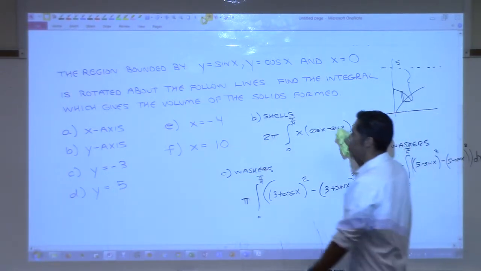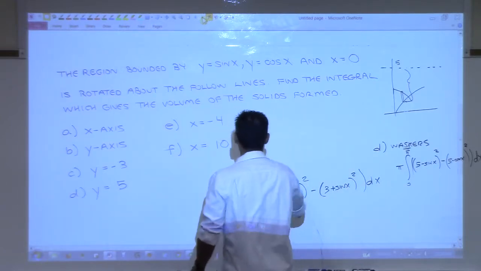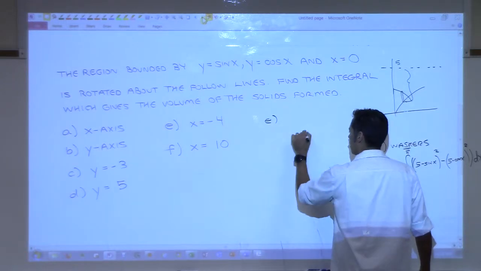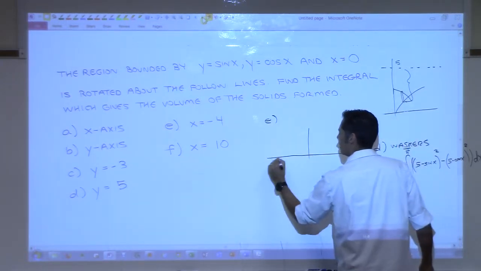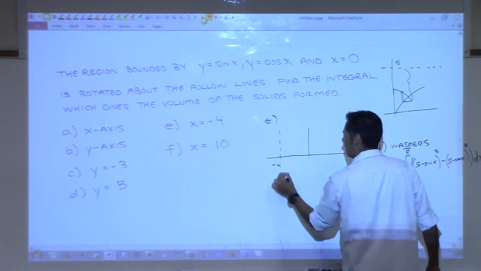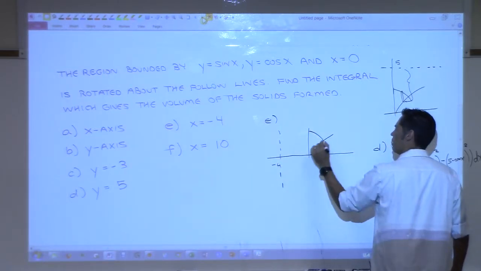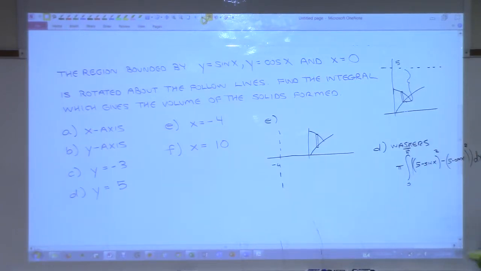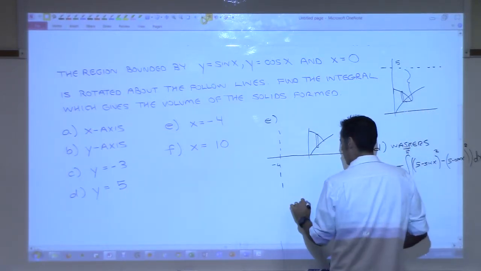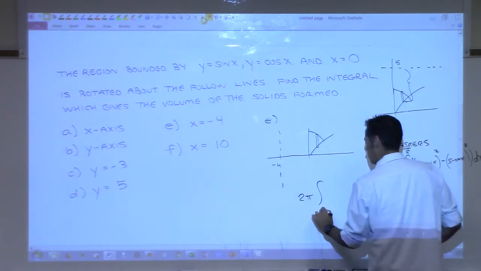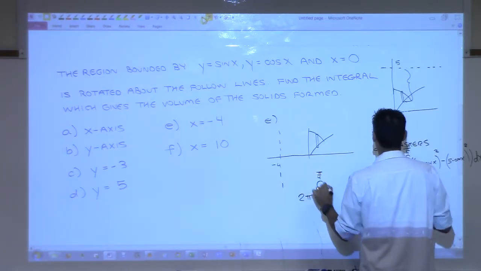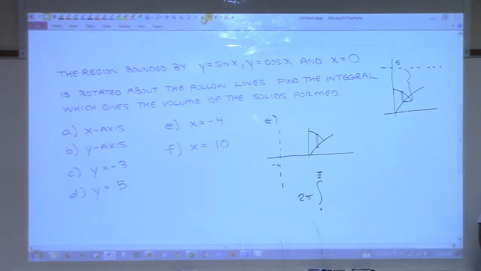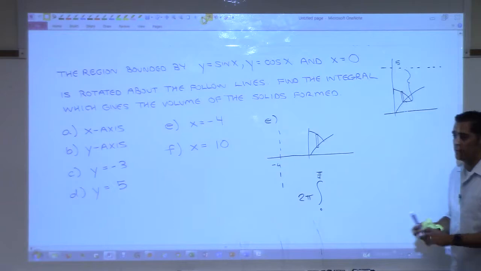Part E. So part E, you want to go around x is negative 4. So for E, got this picture. Negative 4 is over here. That's my axis of rotation. Same region. Rectangles this way. Shells, right? Parallel. Okay, so I need to know, let's see, 2 pi integral 0 to pi over 4. And then the all-important radius. The radius is the most important thing for shells.